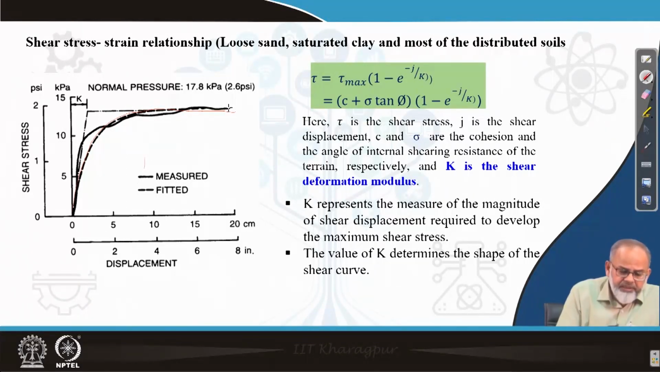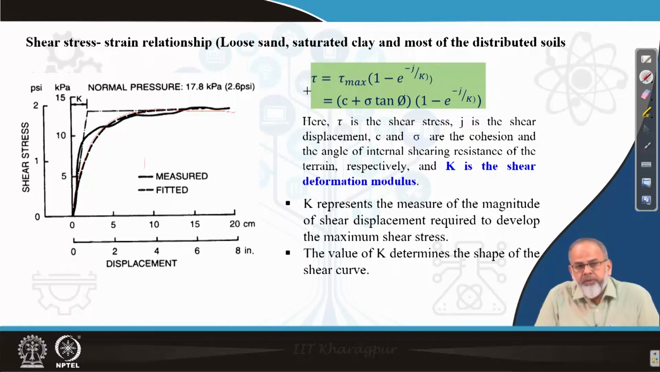So this exponential curve can be given by an equation which is given here. Tau is equal to tau max into 1 minus e to the power minus j upon k, where tau is the shear stress at a displacement j and tau max is the maximum shear stress and j is the shear displacement and k is the shear deformation modulus. And this k in fact represents the measure of the magnitude of shear displacement which is required to develop the maximum shear stress. The value of k is going to determine the shape of the shear curve.